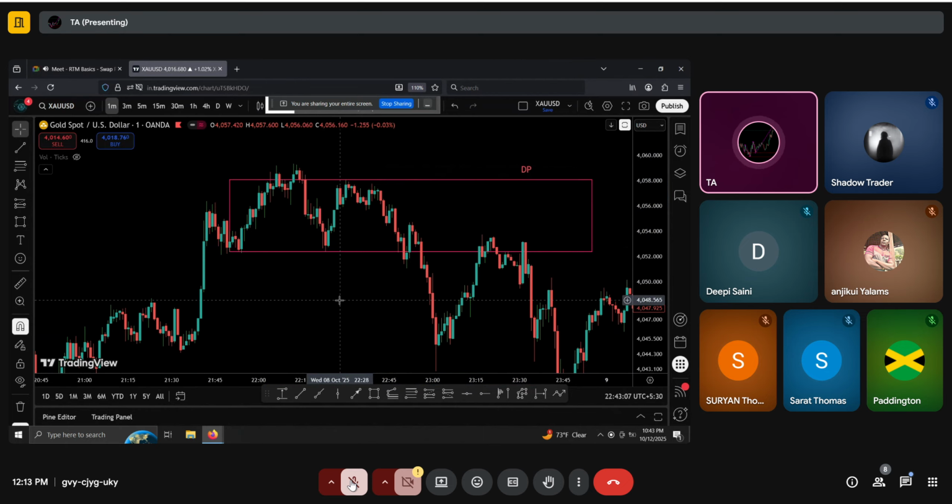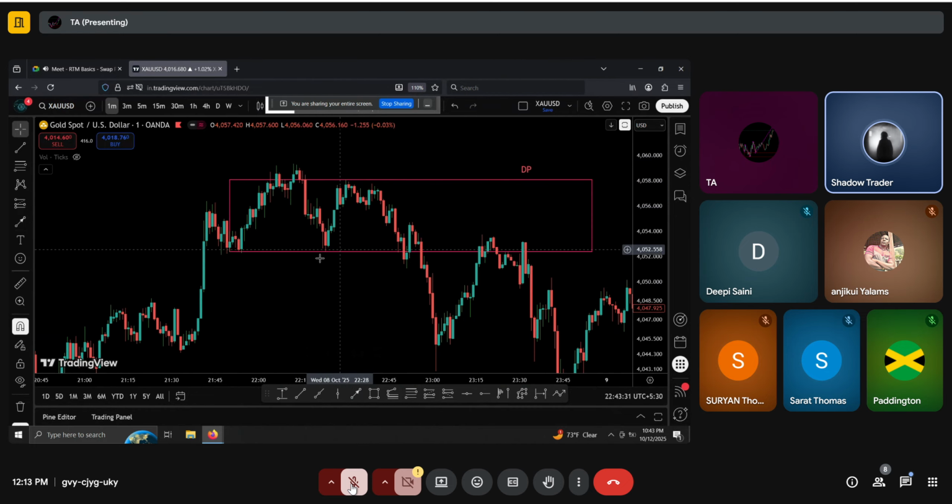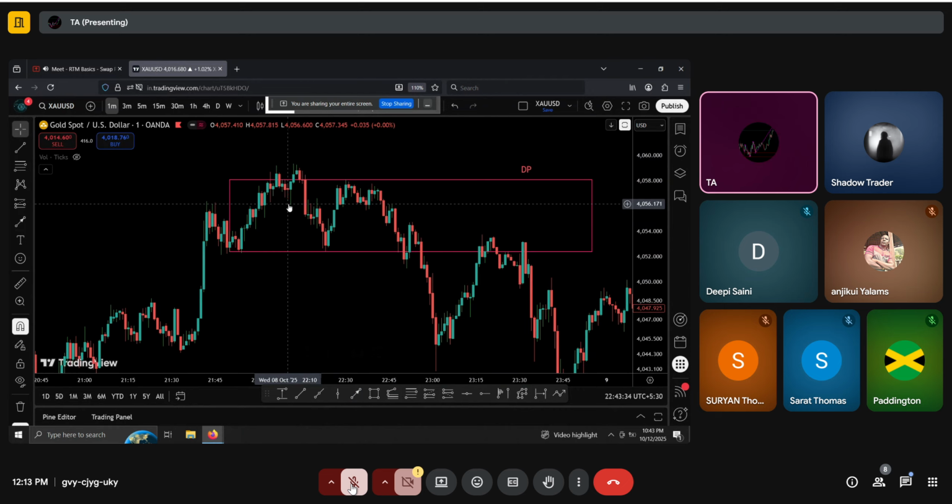When the price entered this DP zone, remember when the price entered this DP zone, what was there? Last time price went up from here. Do you see this? Last time price went up from here like this, right? Okay. So what was there? A level. Was there a level or not? Yes. It was, you can say, this level.